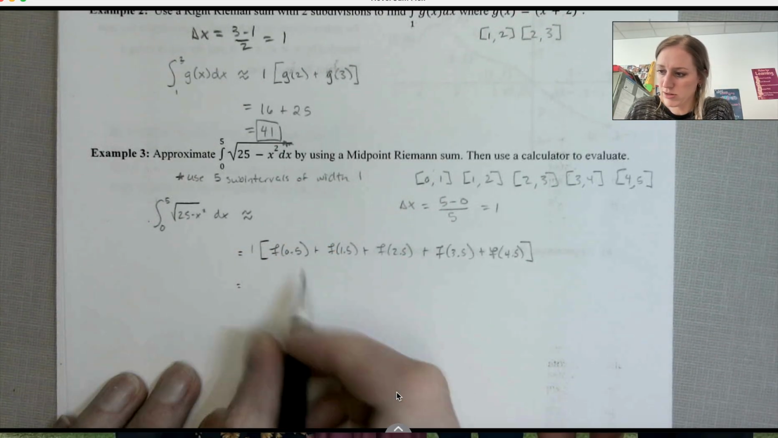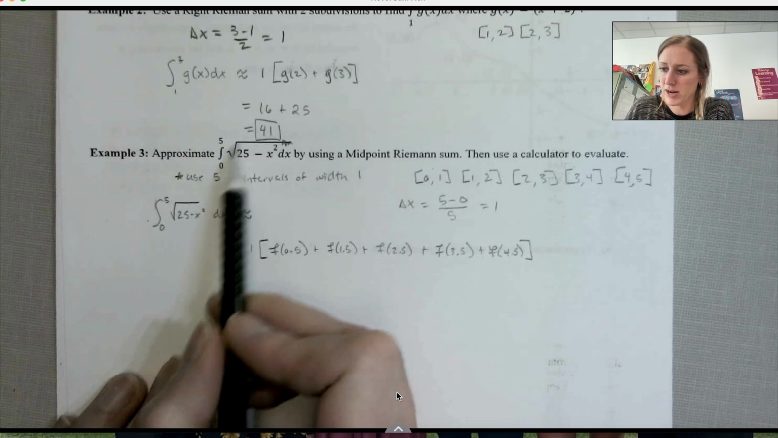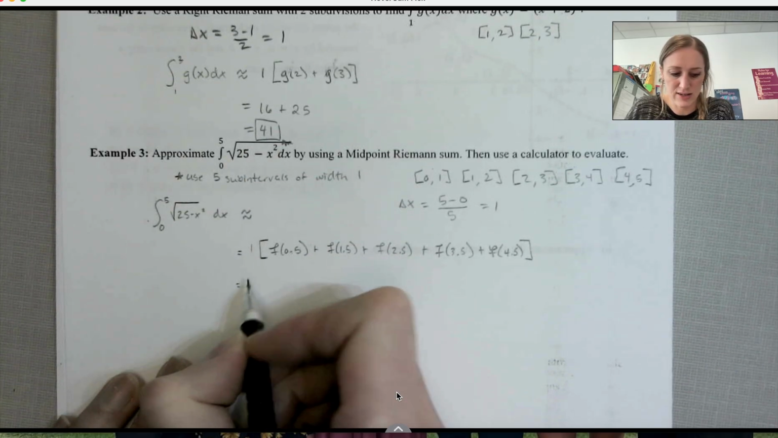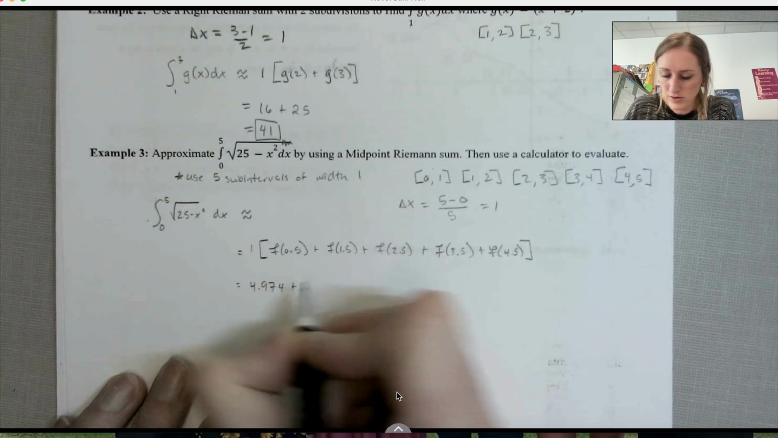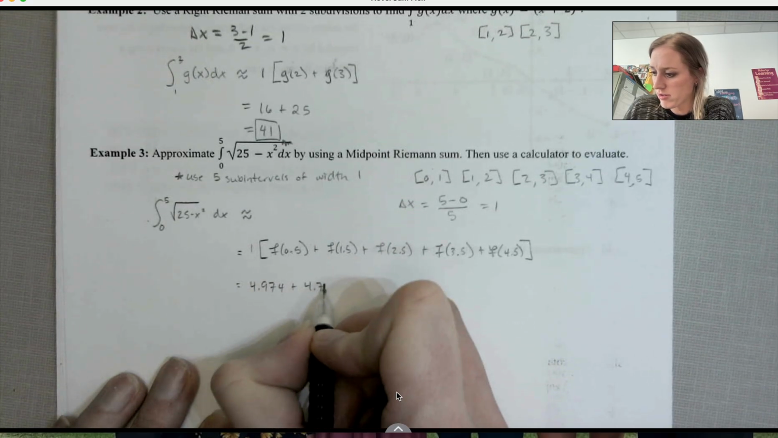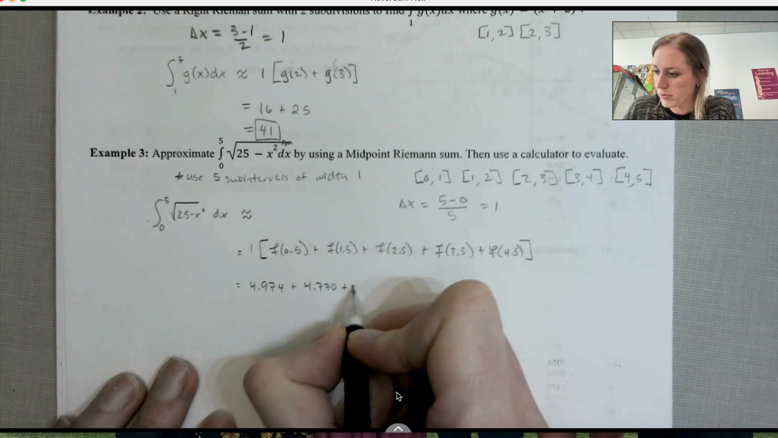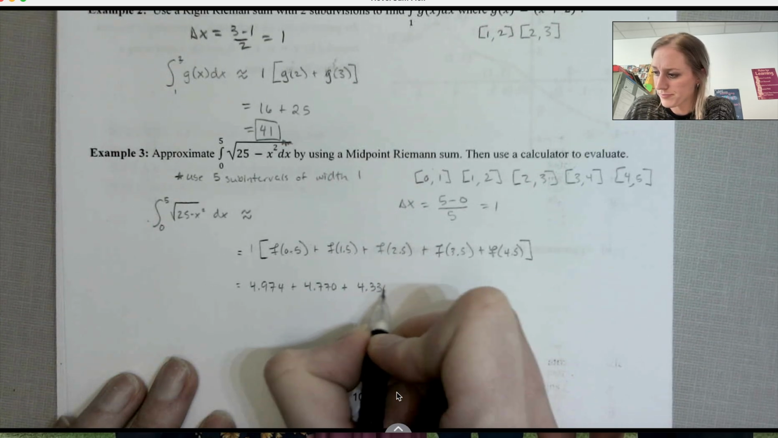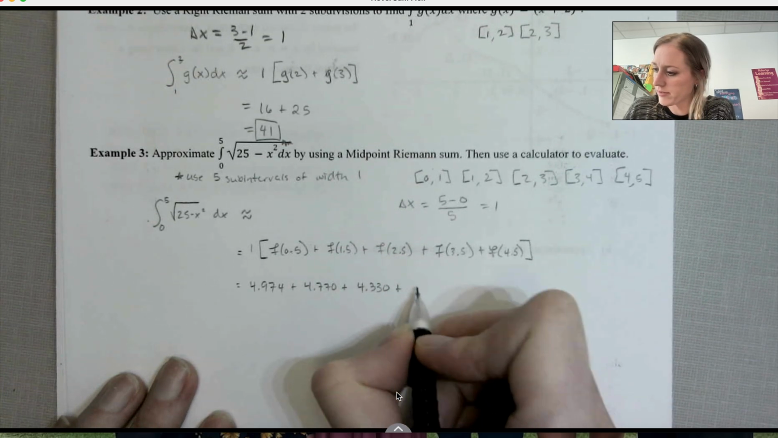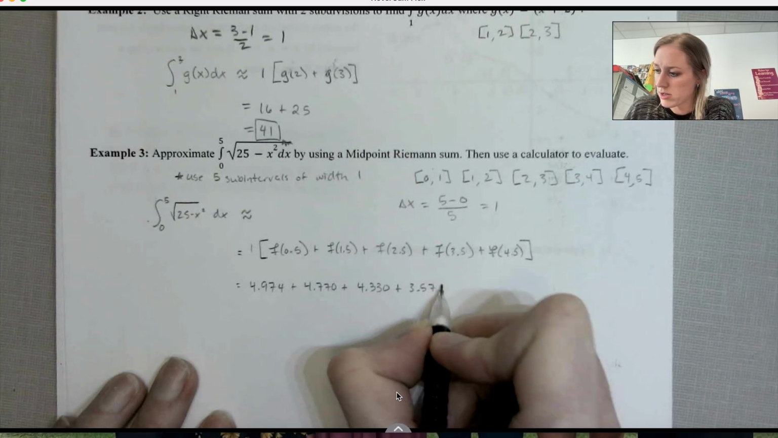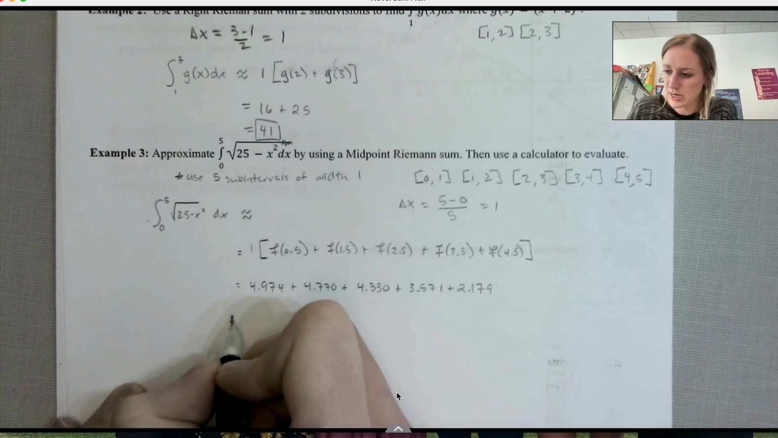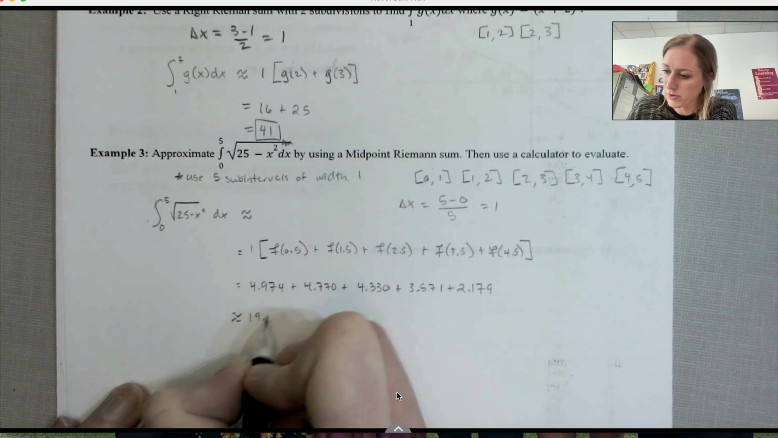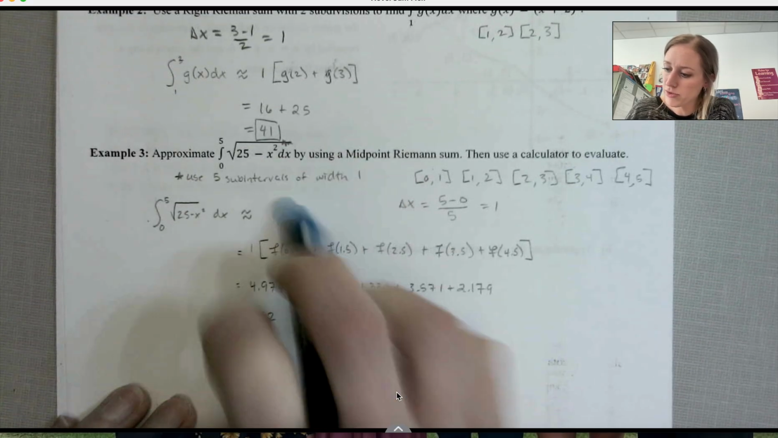Okay, I went ahead and used my calculator. You guys have already calculated these, so plugging in 0.5 here for x, f of that is about 4.974, 4.770, 4.330, 3.571, and 2.179. Adding all those together, we get an approximate area of 19.2824.